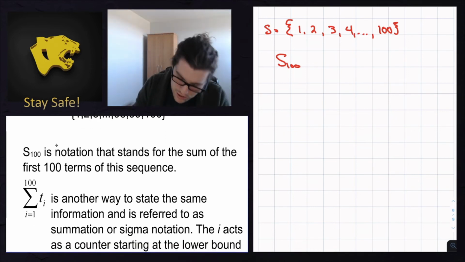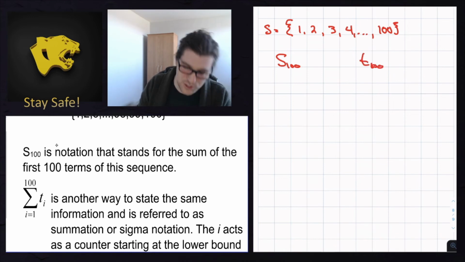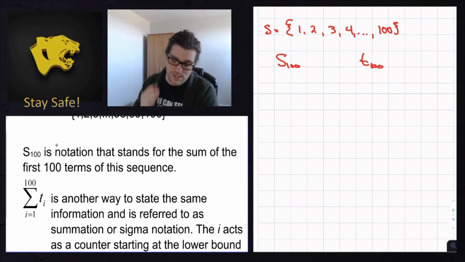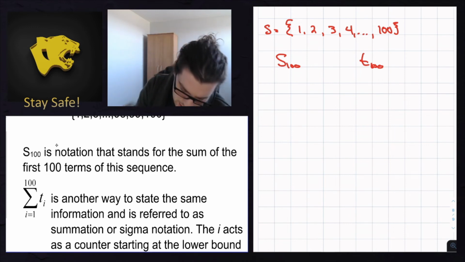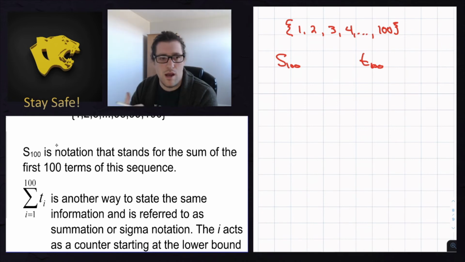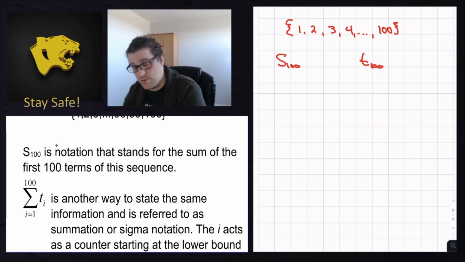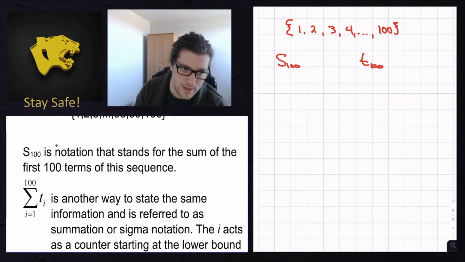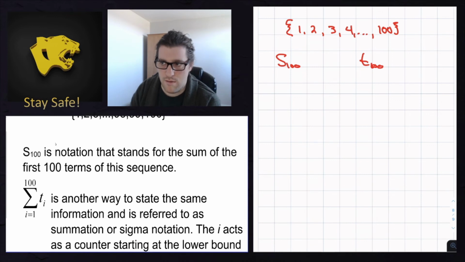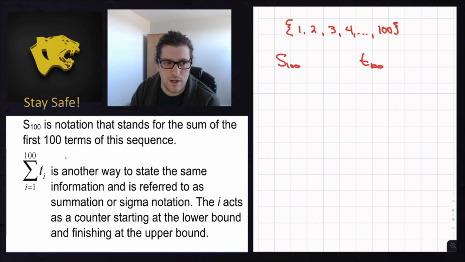So this is not term 100, which is just, hey, look at the last one. This is the sum of all of them. So S100 is the sum of the 100 terms in this particular sequence. Another way to write that, though, is what I have written right here.